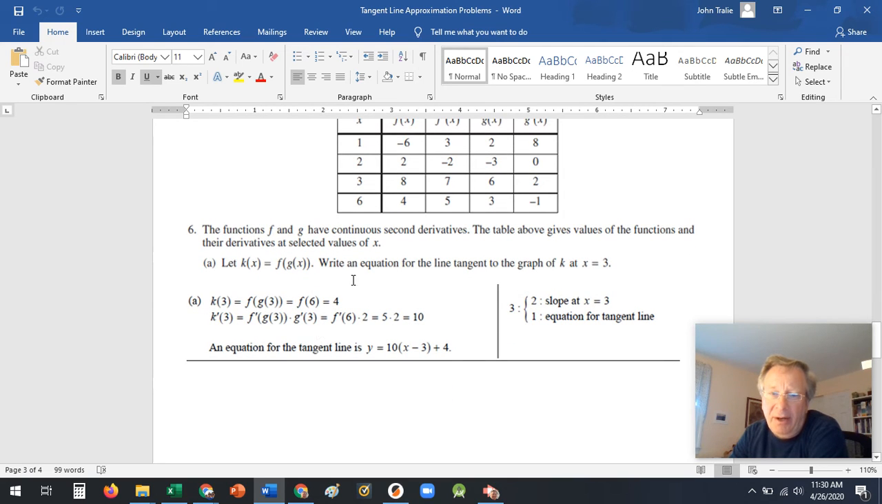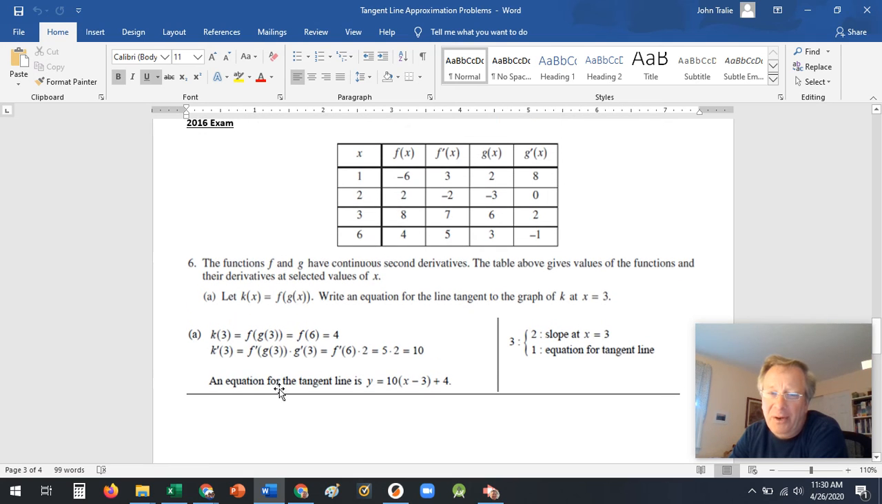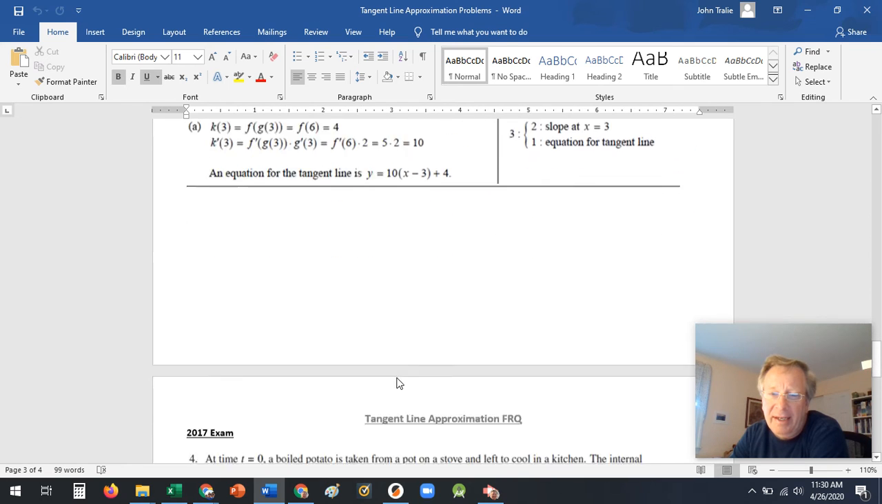Here, let's see, write an equation for the tangent line. This got a little bit tricky. It came from here. You had to use the chain rule, which was tricky. That's why they gave you 2 points to find the slope, because you had to use the chain rule in this table. That's a pretty popular problem. We gave you that as a multiple choice question in a test earlier in the year. And then you write the tangent line.